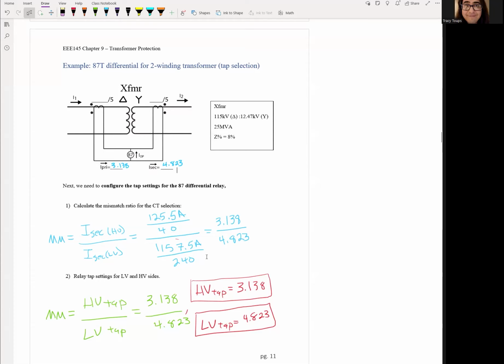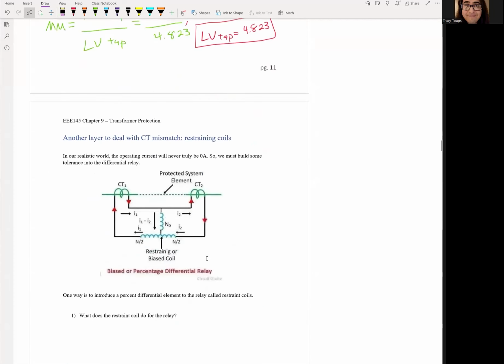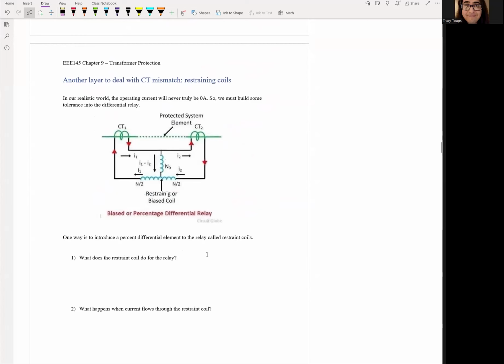Okay. So that solves the CT mismatch. The one problem though is, there's always some noise in the system. Something doesn't work perfectly all the time, even if we have the taps set. So we need another layer to deal with CT mismatch, or maybe one CT operates a little bit wonkier than the other, right? We need a second layer. And another layer we can use is called restraining coils.